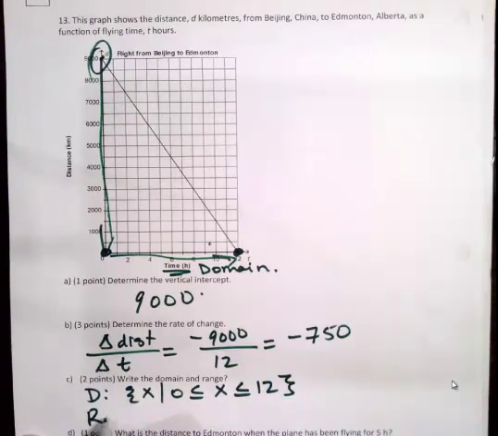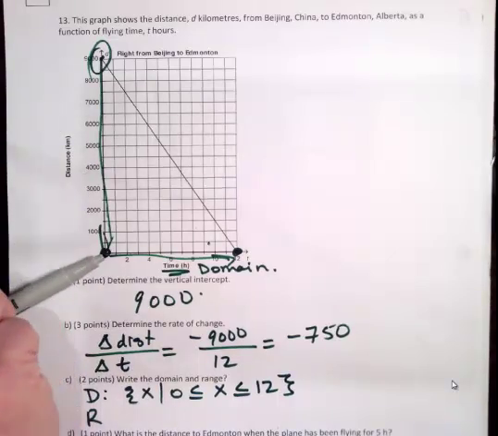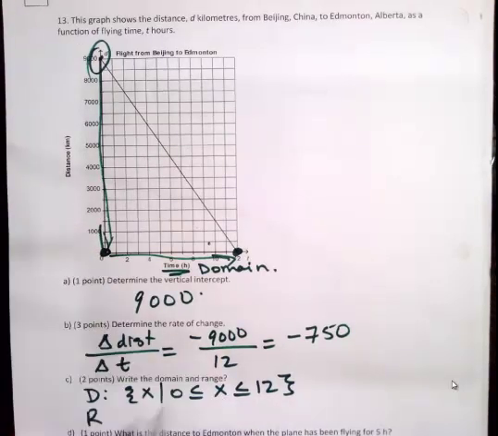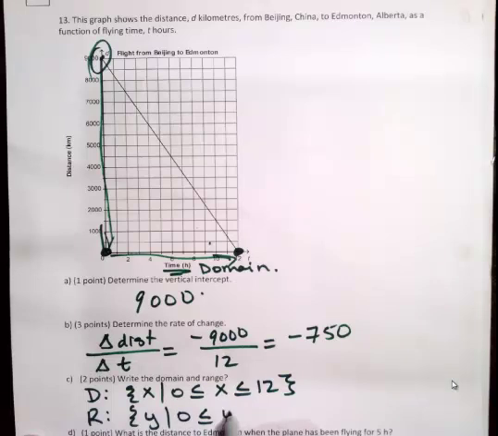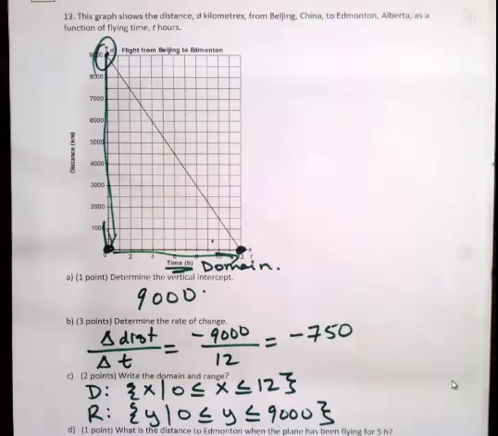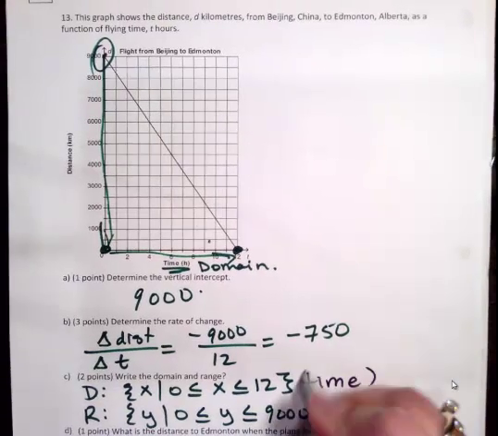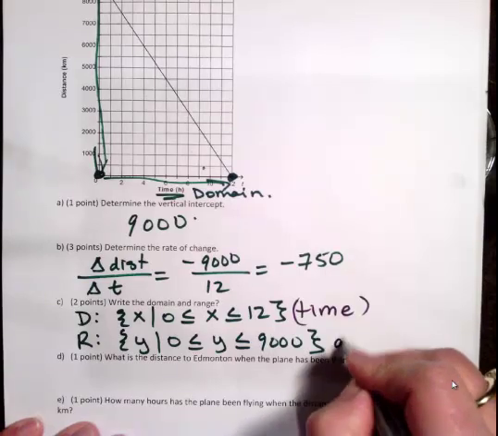And our range is right over here. So it starts at 0 and goes all the way up to 9,000, and all the values in between are included. So that's our y value, goes from 0 to 9,000. Okay, so our domain is our time, and our range is the distance in kilometers.